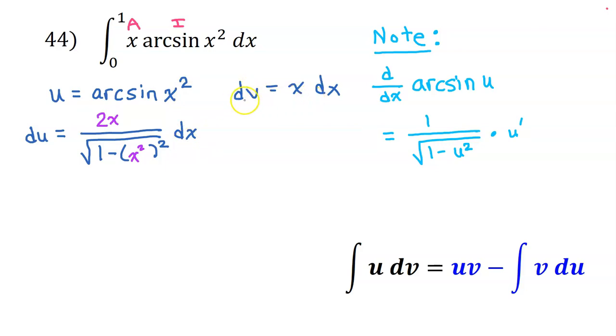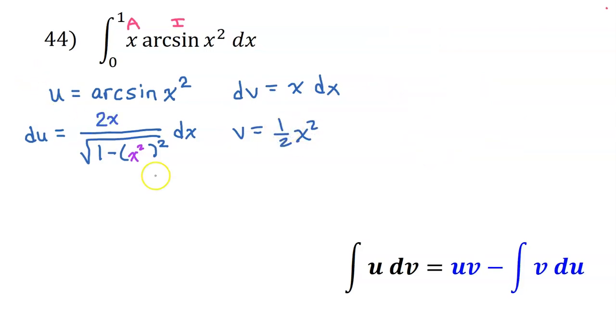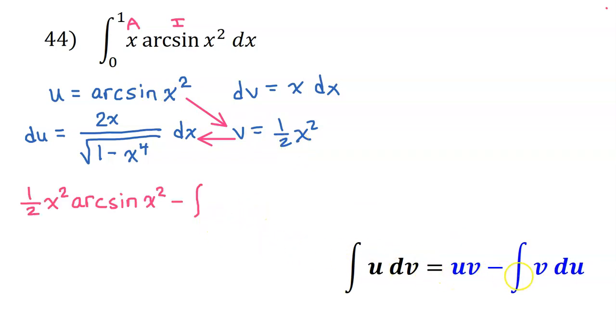Taking the antiderivative of both sides, we get v is equal to 1/2 x squared. Let's rewrite this as x to the 4th power. Now it's time to set up the integration by parts formula, starting with u times v. So that's this times this. Then we have minus the integral of v du, which is this times this. These 2's are going to cancel out, and we will have x to the 3rd power in the numerator.